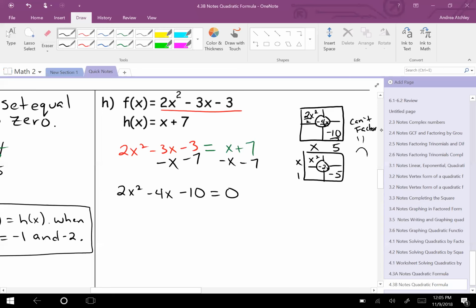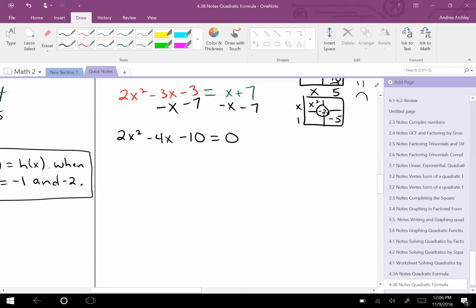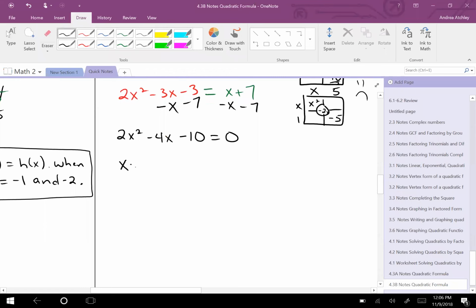That means we have to use the quadratic formula, which is also cool because we get to sing. Ready? x equals negative b plus or minus square root b squared minus 4ac all over 2a.